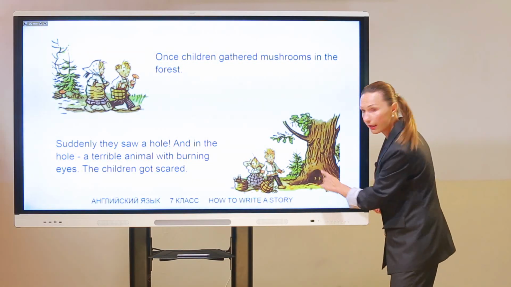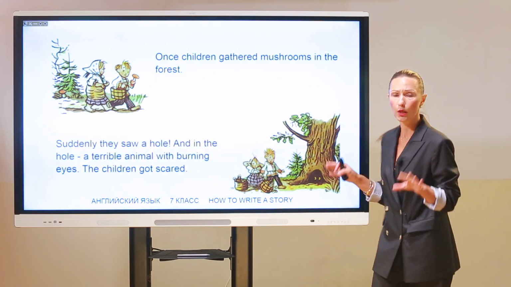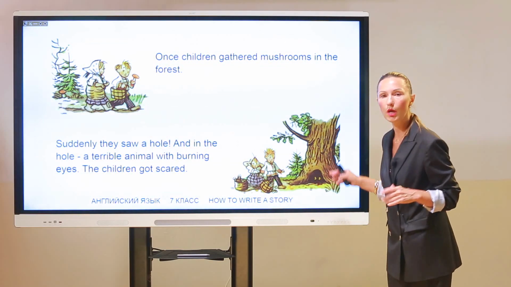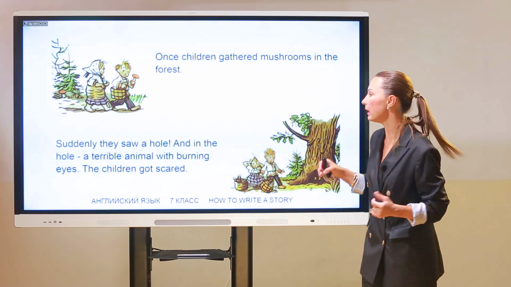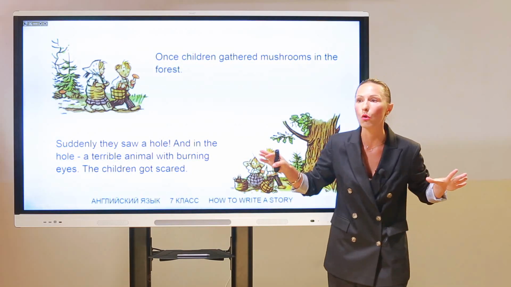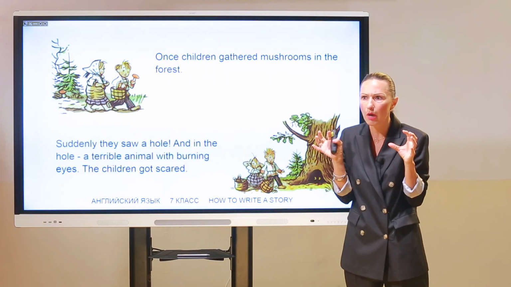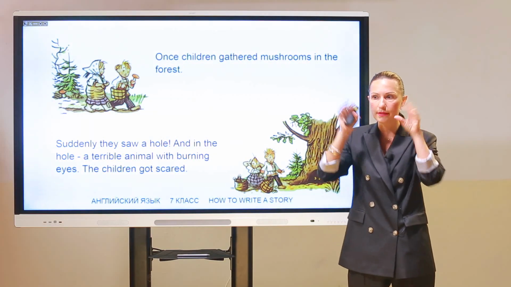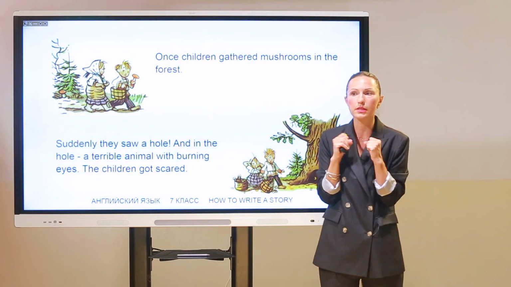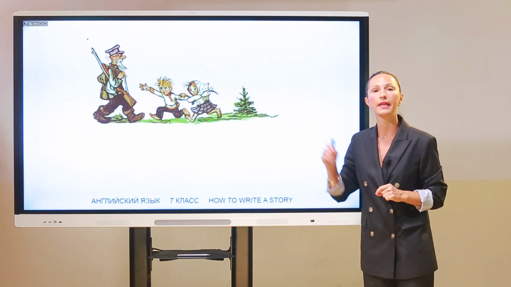Okay, this is the hole, okay guys? There are eyes of somebody. We don't exactly know who is it in the hole. So our sentence is, suddenly they saw a hole. And in the hole, a terrible animal with burning eyes. And look at these children. They got scared. Okay? So do the same with the next picture, please.